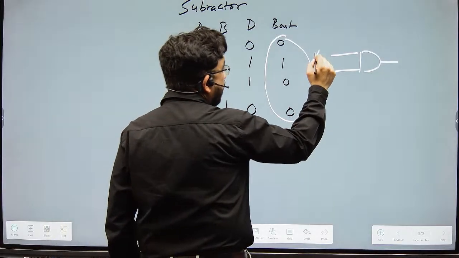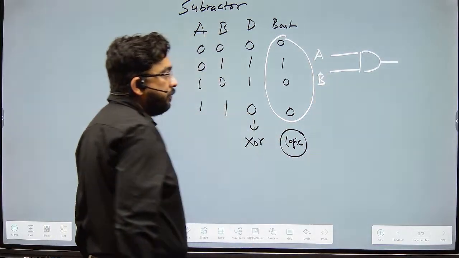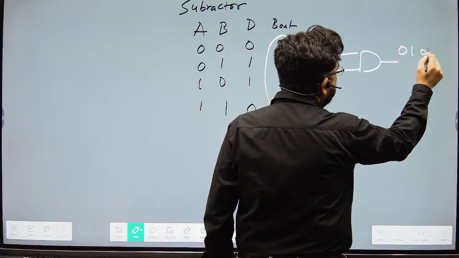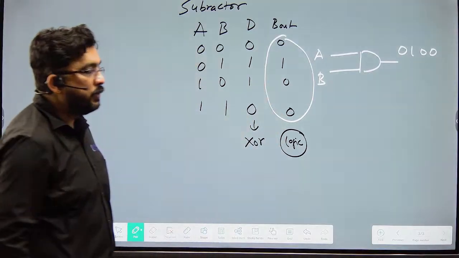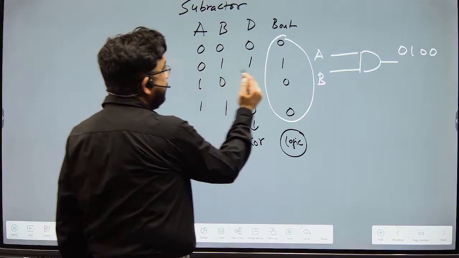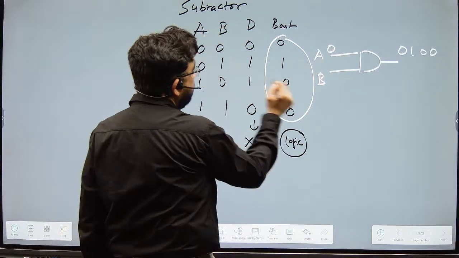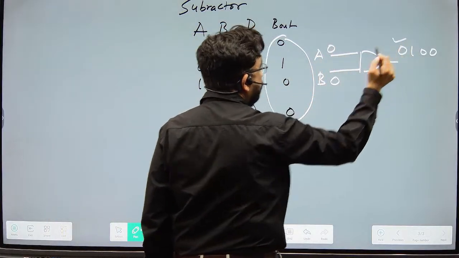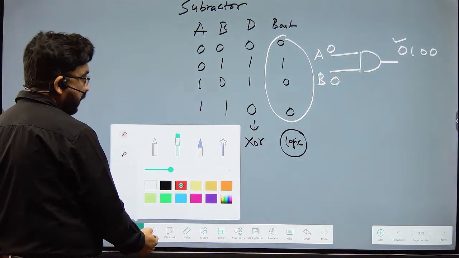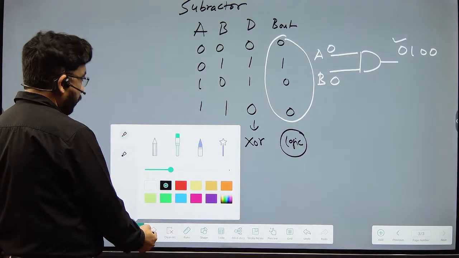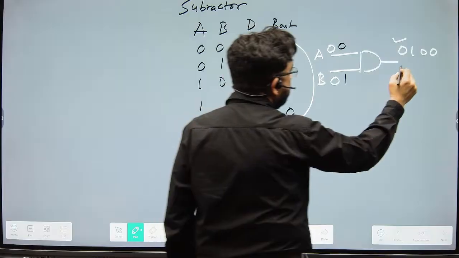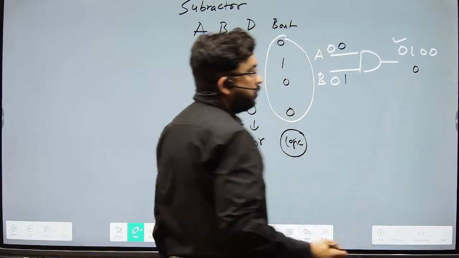Now you have input A and input B. Now let's see, we need output 0 1 0 0, right? So let's see. If I give A 0 and B 0, I'm getting the first output. This is correct. Now I'm giving 0 1. So with 0 1, I'm getting 0, not 1.